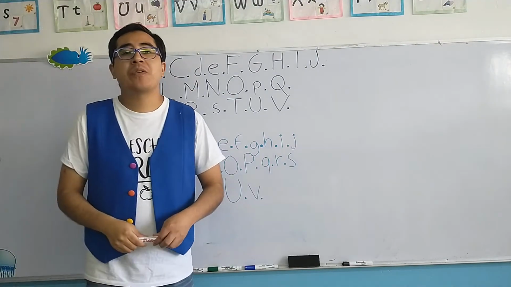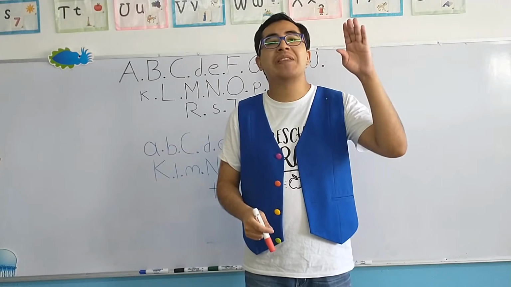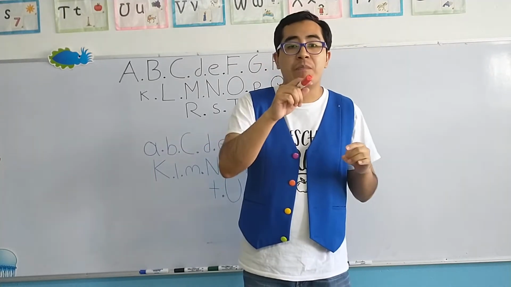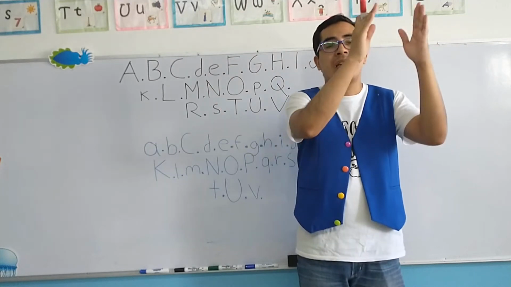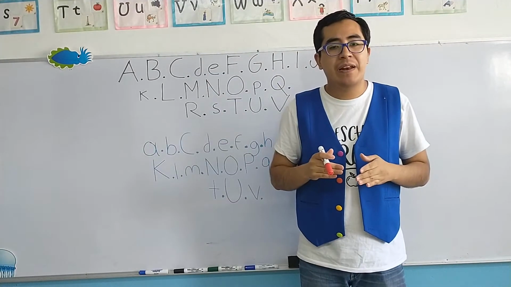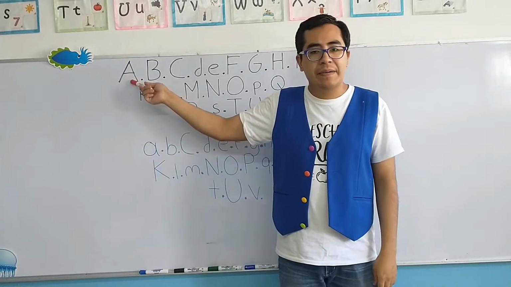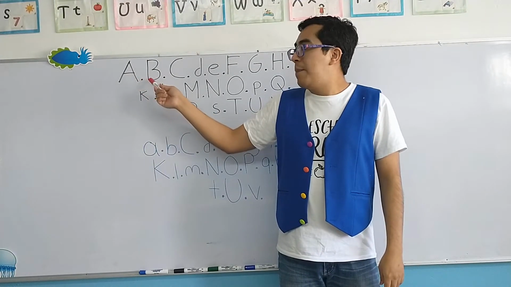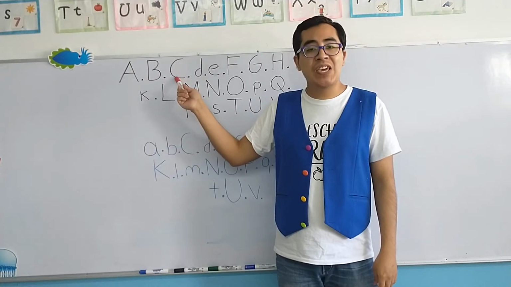Let's begin. For this, we are going to say the alphabet starting once again with the letter A. But remember, because these are capital forms, we have to say capital and the name of the letter. Let's begin. Capital A, capital B, capital C.